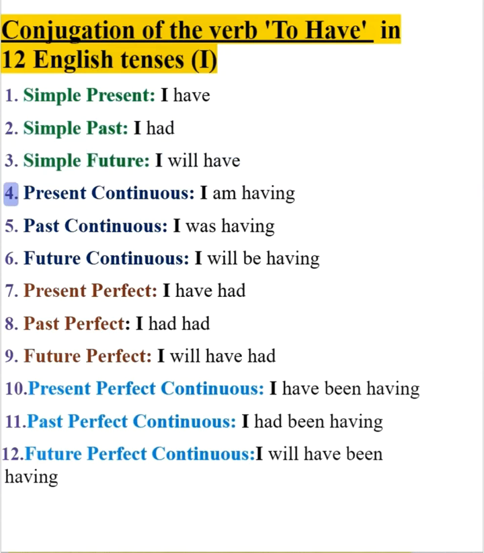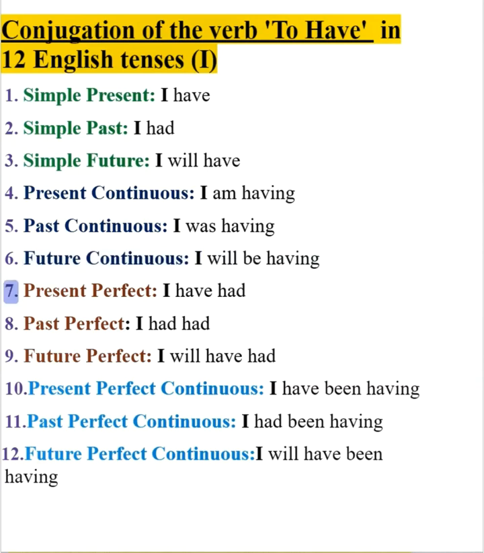4. Present continuous, I am having. 5. Past continuous, I was having. 6. Future continuous, I will be having.